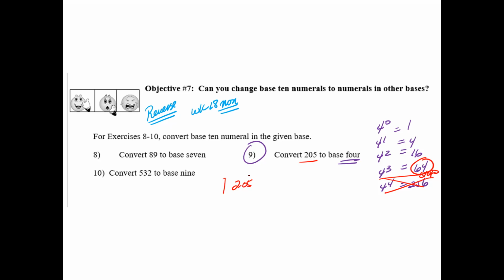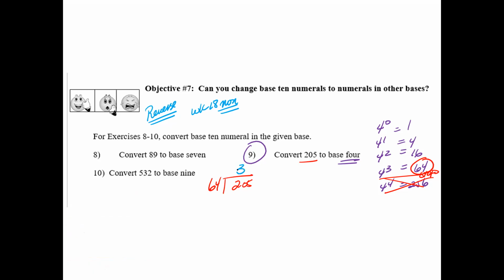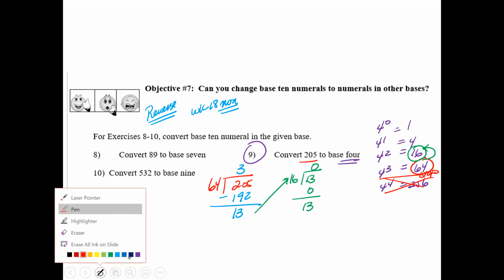So you have 205 divided by 64. Well, 64 can go into 205 at least 3 times. Going back to 4th grade, when you're subtracting, your remainder is going to be 13. Then I repeat this process. 13 divided by the next number after 64, which is 16. Well, 16 is too big, so I put in a 0. 16 times 0 is 0, so I still have 13. I repeat this process one more time.